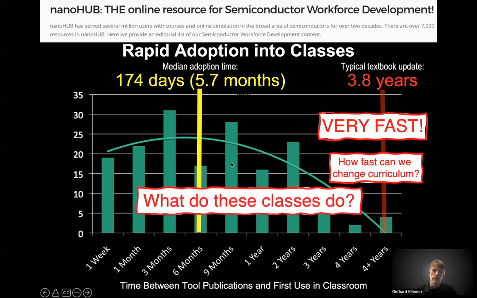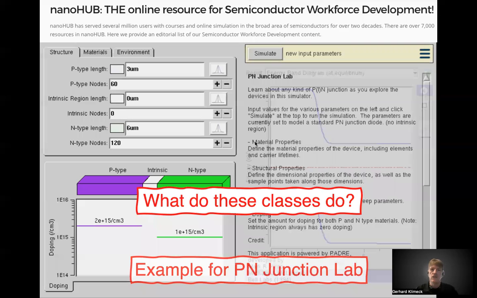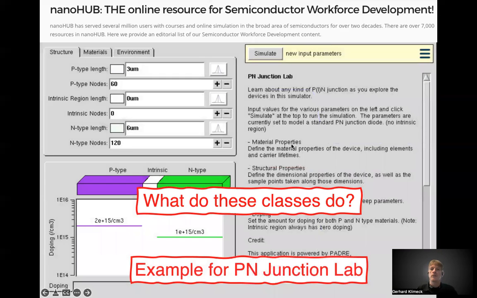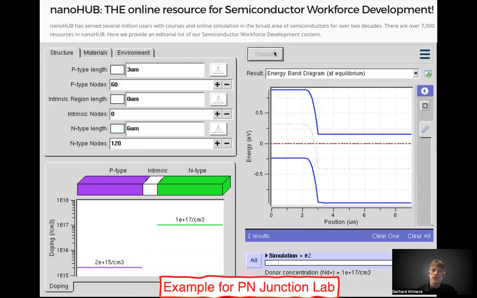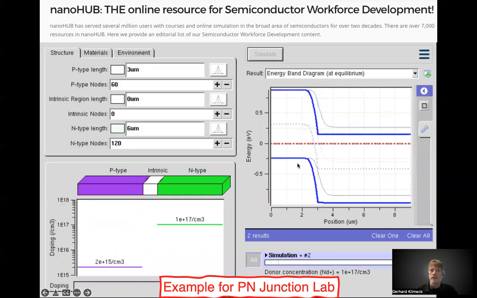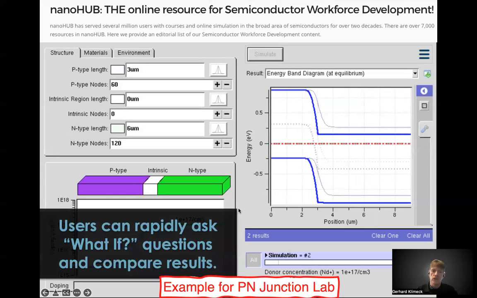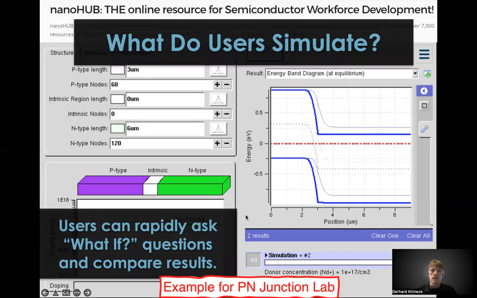The last thing I want to cover here is, what do these classes actually do? And I'll walk you through one example here with PN Junction Lab. You hit simulate, you get band-edge diagrams, you change doping, you hit simulate, you get another band-edge diagram, you can hit all and compare these band-edge diagrams. And what I've done here is really run 2 experiments, so to speak, in one tool that are asking what-if questions.